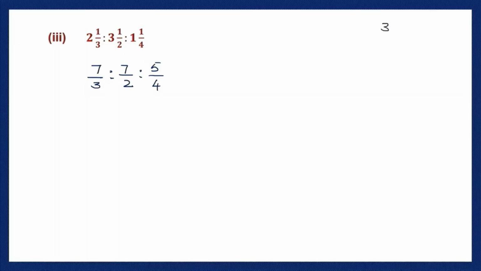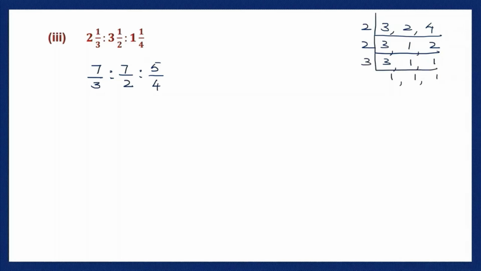So 3, 2 and 4. Find the LCM of the denominators. Let's start with 2. I bring down 3. 2 1s are 2. 2 2s are 4. Again with 2. 3 1. 2 1s are 2. Now I use 3. 3 1s are 3. So my LCM is 2 into 2 into 3.